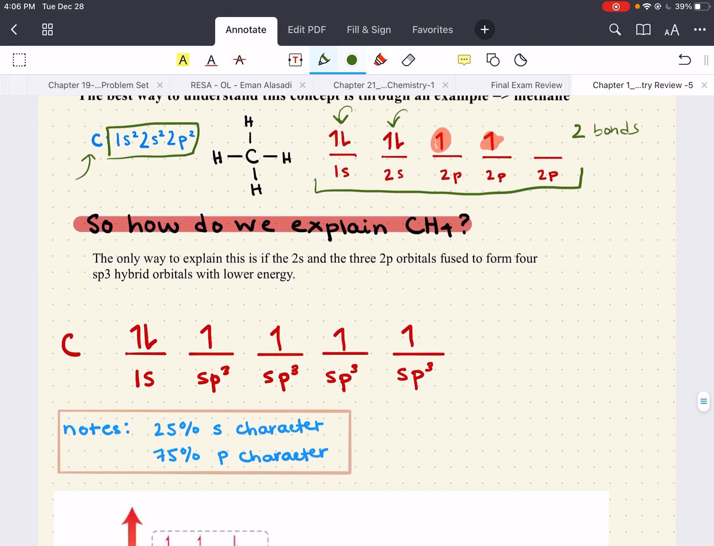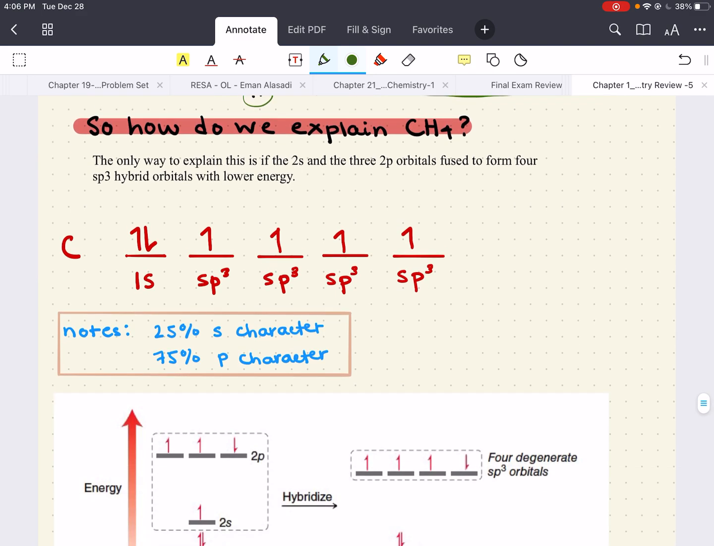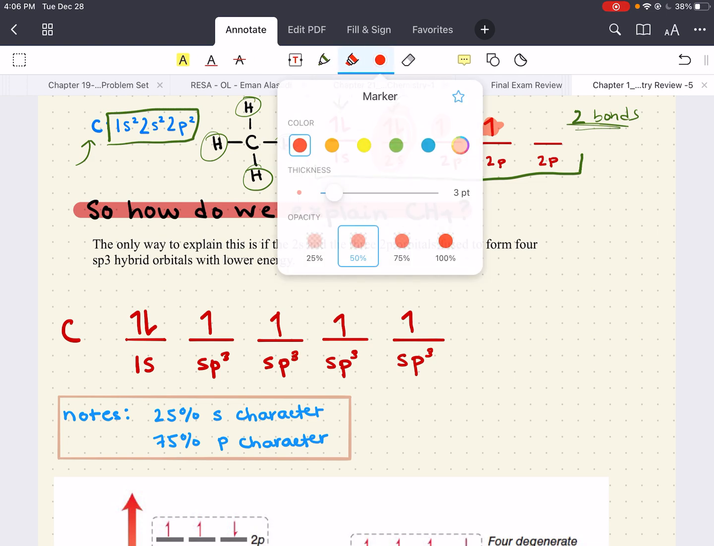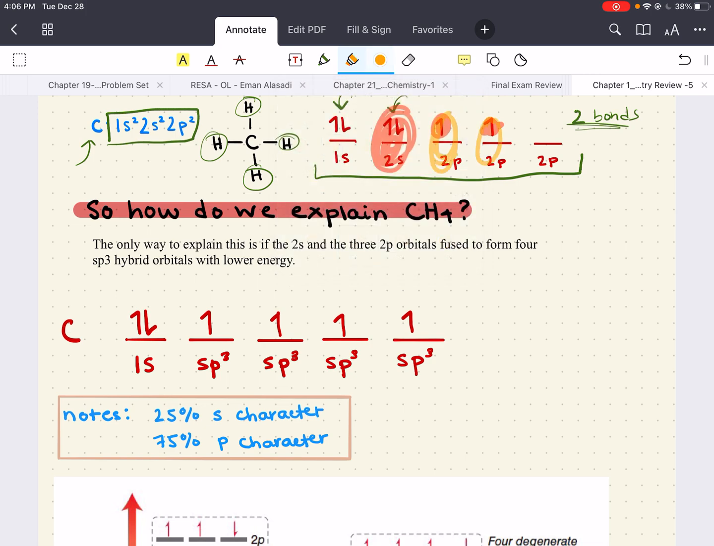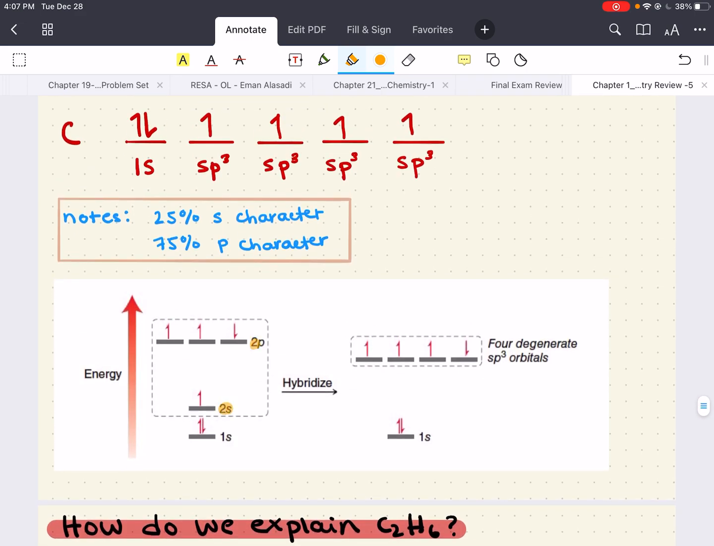We're going to start off here with methane. Methane is just carbon single bonded to 4 different hydrogens. How do we begin to understand this, considering that there's only 2 unpaired electrons in carbon? The only way to explain this is if the 2s orbital of carbon and the 3 2p orbitals are fused to form these new sp3 hybrid orbitals with lower energy. So look over here. Here's our 2s orbital, and here are our 3 2p orbitals.